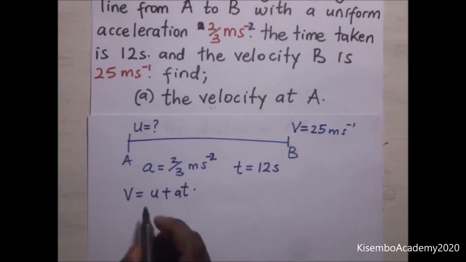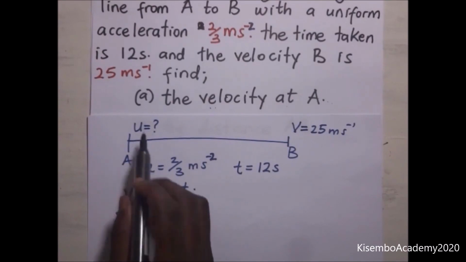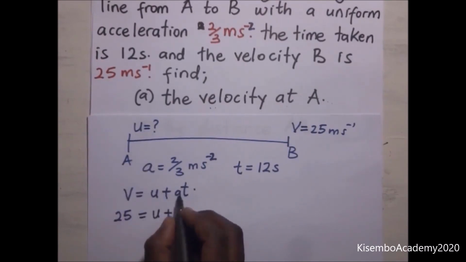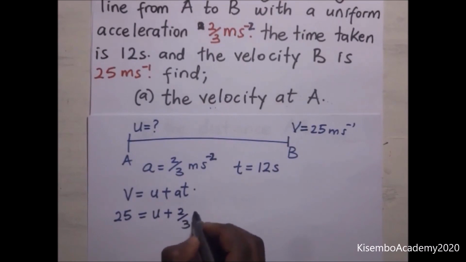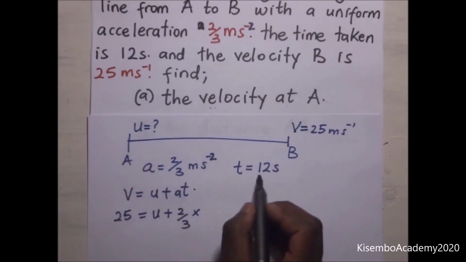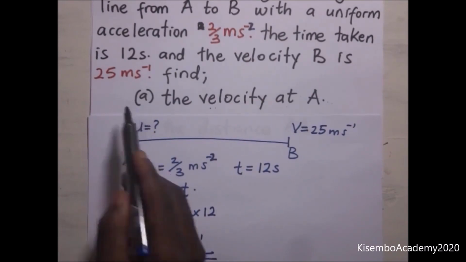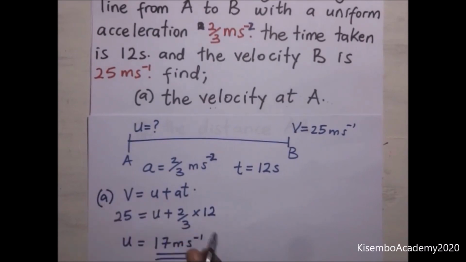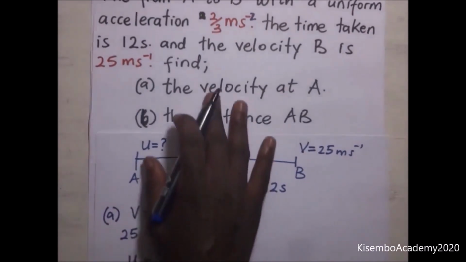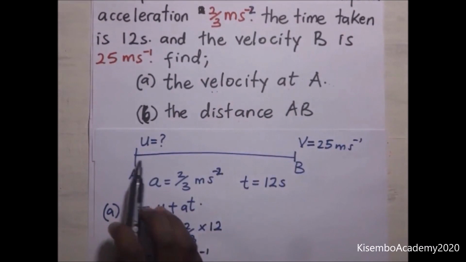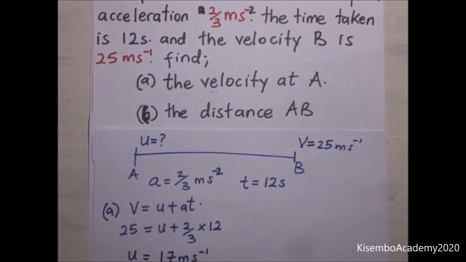We have our final velocity as 25 meters per second, so 25 is going to be equal to the initial velocity u, which we are looking for, plus the acceleration, which is 2/3, times the time taken from A to B, which is 12 seconds. And definitely when we make u the subject of the formula, we shall end up with our answer as 17 meters per second. That's our initial velocity, and that's part A answered. Now part B of the question requires us to find the distance AB. When it's moving from A to B, what is the distance?